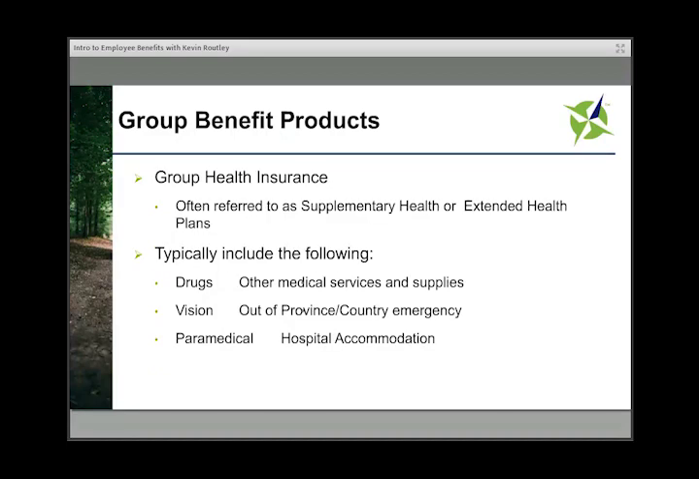Group health insurance is offered under many policies referred to as supplementary health or extended health care service plans. It typically includes drugs, vision care, paramedical practitioners, other medical supplies, as we spoke about before, out of country or province emergency coverage, and hospital accommodation.